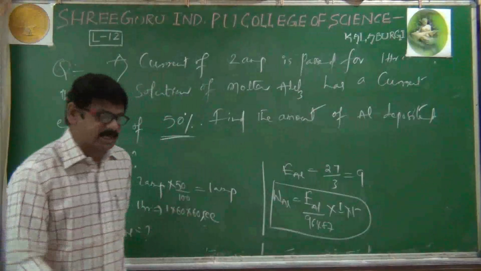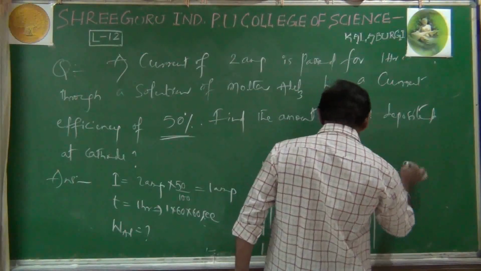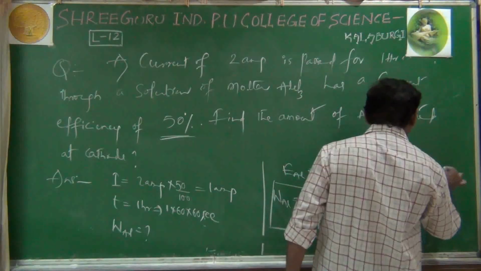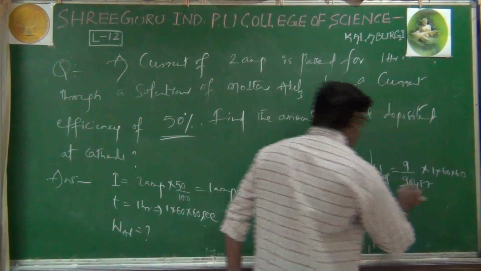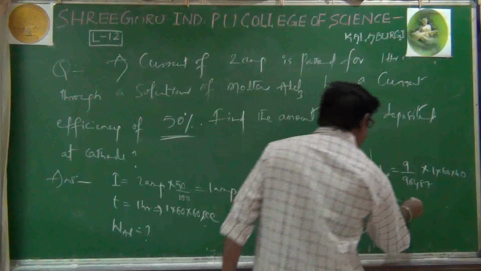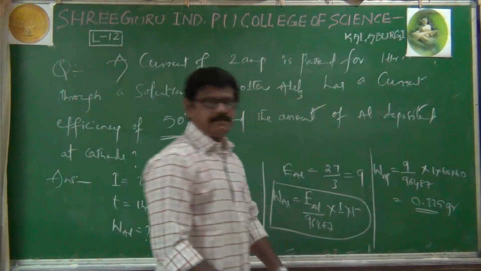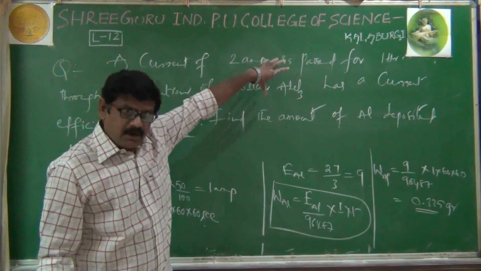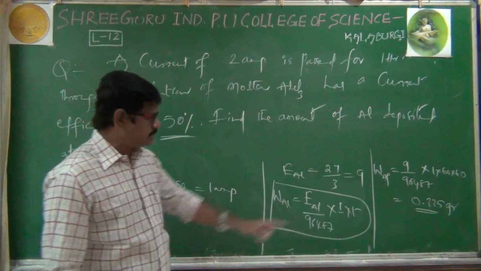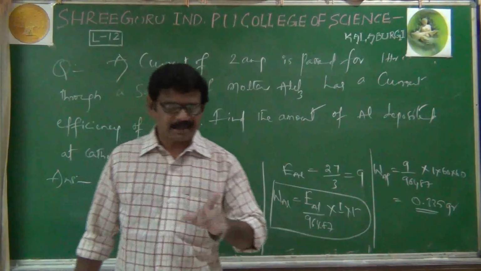Because we are solving mixed problems. Now we will substitute. Mass of aluminium is equal to 9 divided by 96,487 into current, which is just 1, into 60 into 60. If you do the simplification, you will get 0.335. 0.335 grams is obtained. Means in molten AlCl3 electrolysis, after all these conditions, 0.335 grams of aluminium will be deposited at cathode. Right.